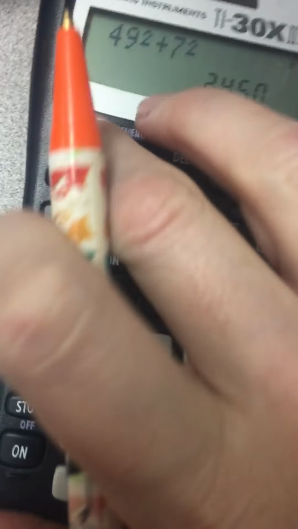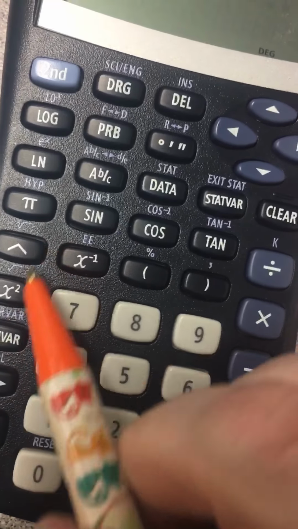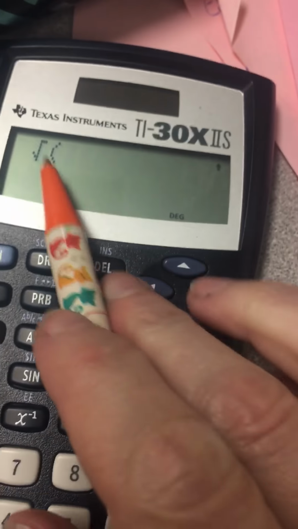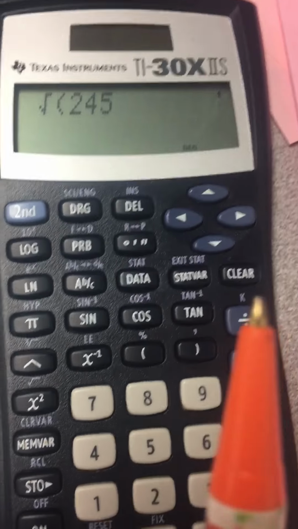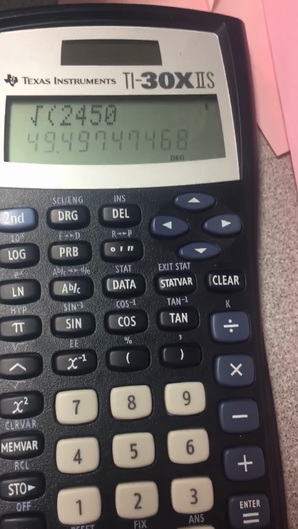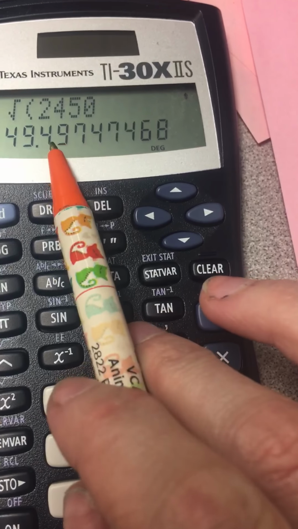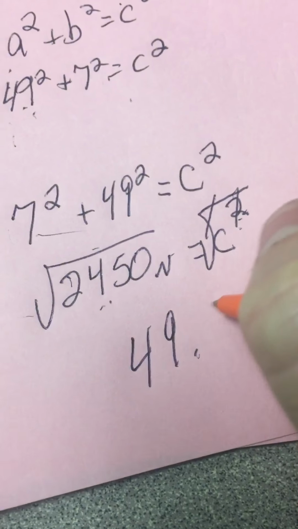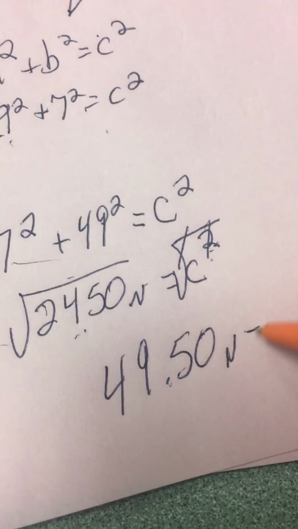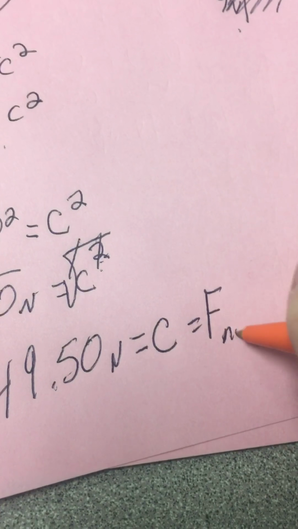So when I put that in my calculator, so if I go second button, and this one here, which does not have the x, see the difference? There's 2 of them there. And so I should see this in my calculator and punch in my 2450, hit enter, and I get 49.49. And that 7 is going to round this up. So my answer is going to end up being 49.50 newtons of force is equal to C, which is my F net.